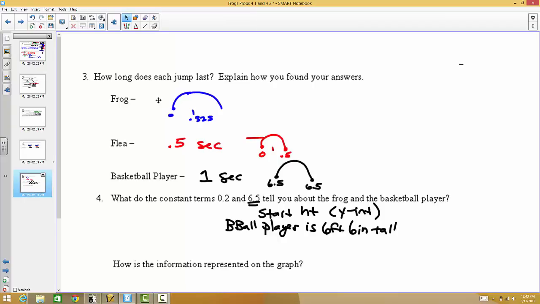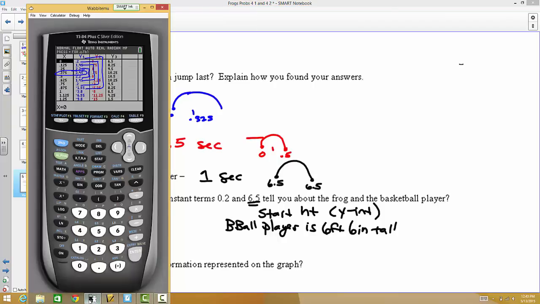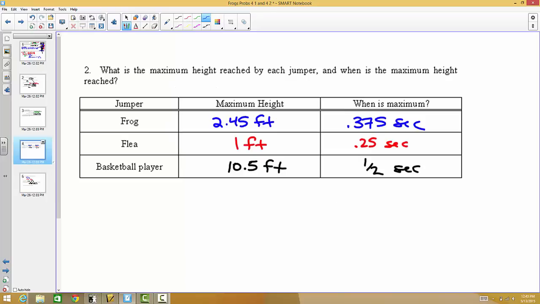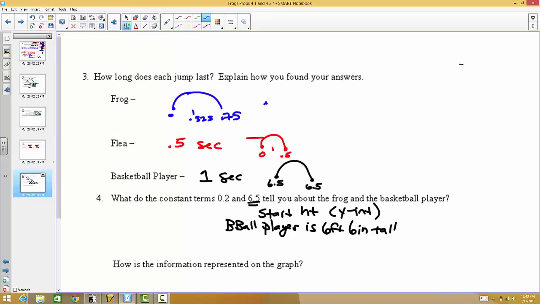And if you want to go back and look, I'll show you how you can see the other 0. The other 0 being the 0.2, because that's the starting and the ending. So 0.75 is how long this jump lasted. Whoops. So 0.75 seconds. And the 0.2 tells you that the frog starts at 0.2 feet tall.